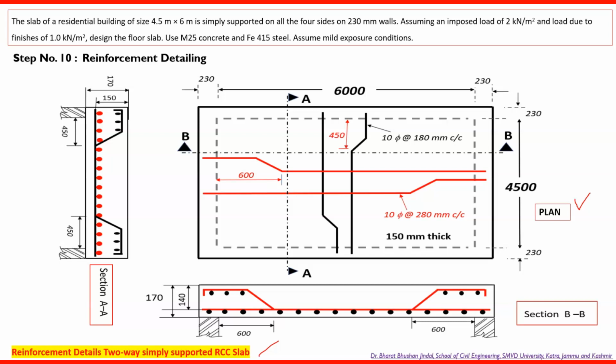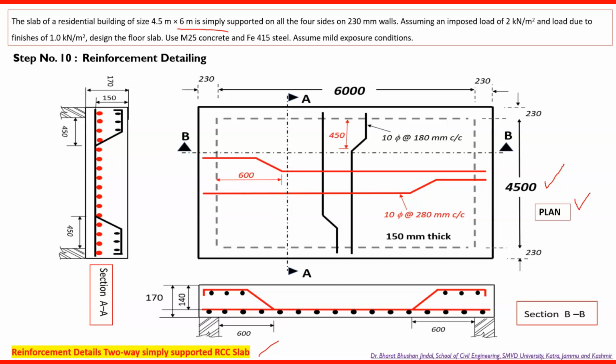In this plan, you can see the width of the support, that is brick wall, is 230 mm on all sides. Since the slab is supported on all sides by brick wall, the clear span along the longer side is 6 meter, as we have discussed, and the clear span along the shorter direction is 4500 millimeters. All dimensions are in millimeter.